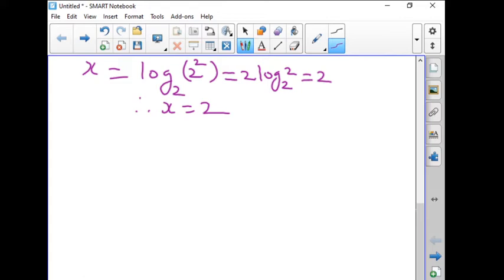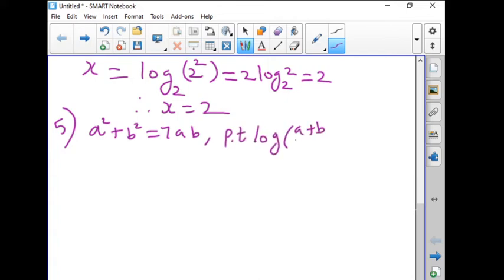So, next we will go to question number 5. Fifth question. What is given? A square plus b square is equal to 7ab. We have to show that, prove that log of a plus b by 3 is equal to 1 by 2 into log a plus log b. Okay, this we have to prove.